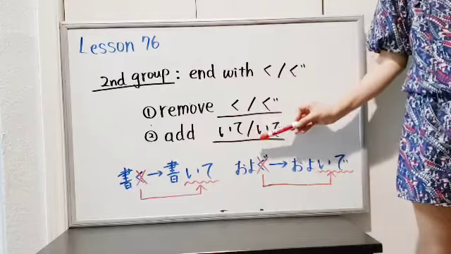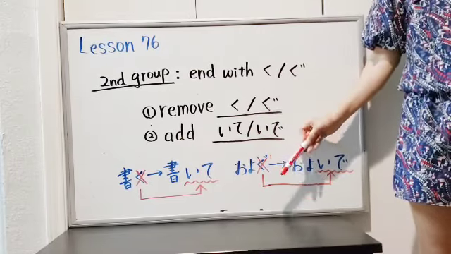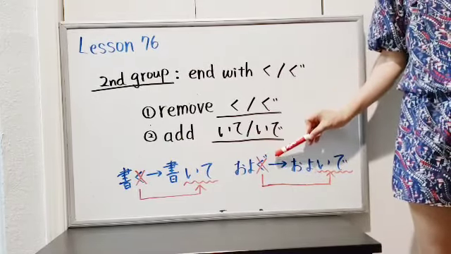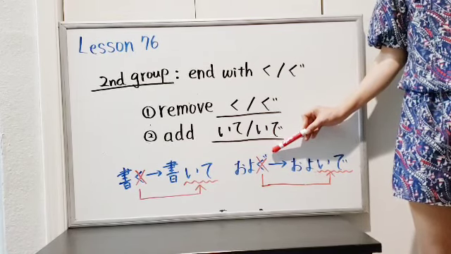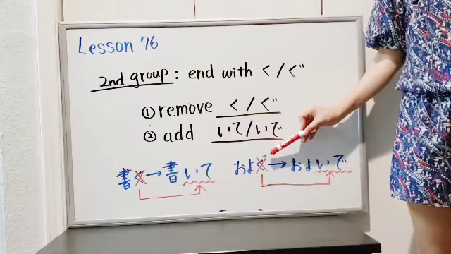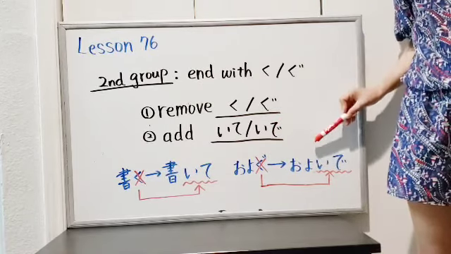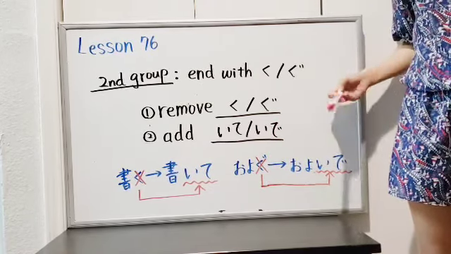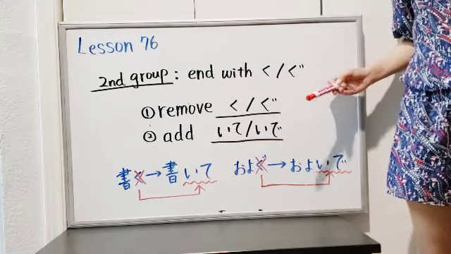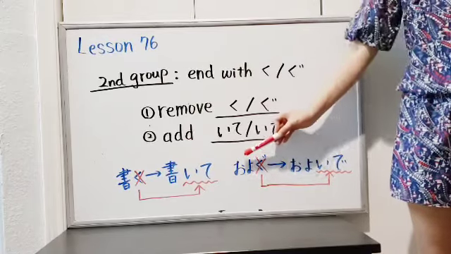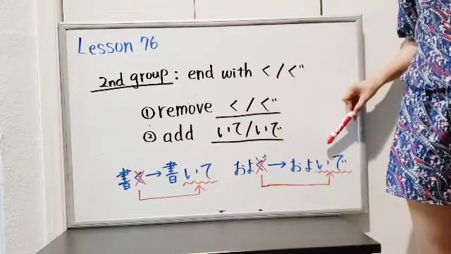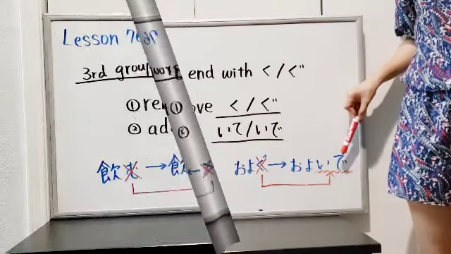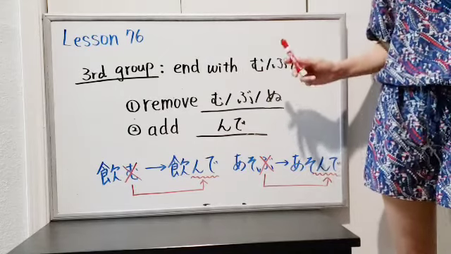And oyogu, this verb ends with gu. That's why you need to remove gu and add ide to make the te form. So the te form of oyogu is oyoide. Let's move to the third group.